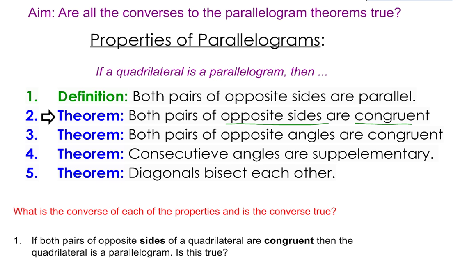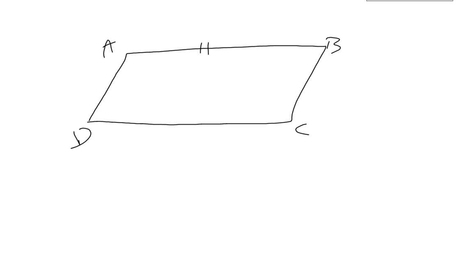And what are they telling us? A, B, C, D. They're saying that if both pairs of opposite sides of a quadrilateral are congruent, does that make this a parallelogram? That's the question, right? So if both pairs are congruent, so AB is congruent to DC and AD is congruent to BC, how do I know that ABCD is a parallelogram?